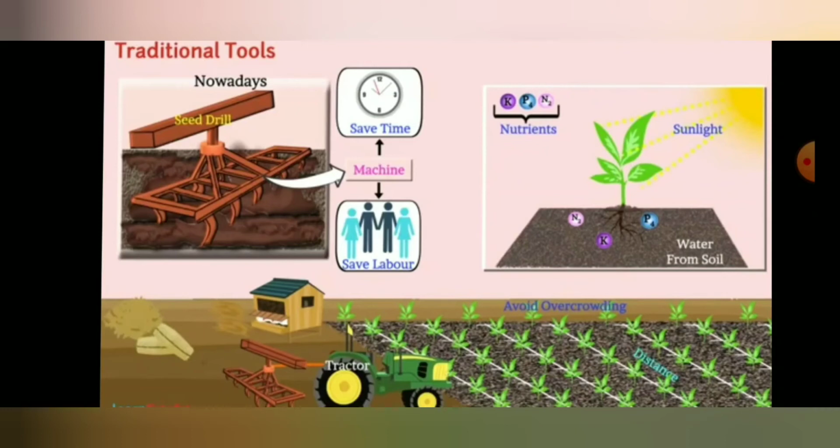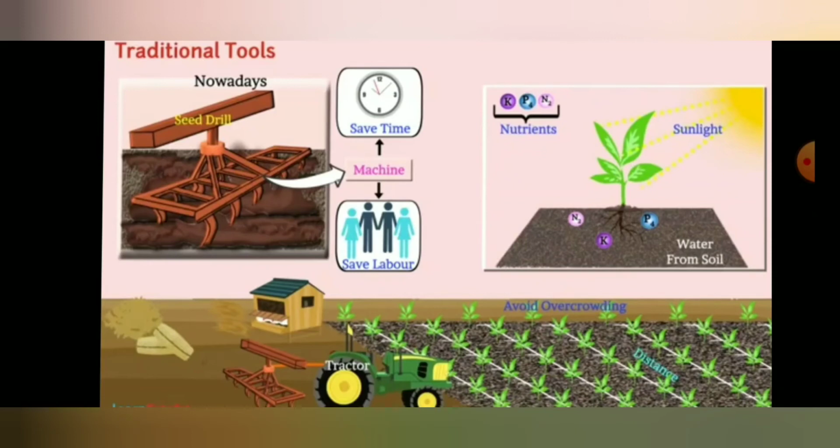Understood? One more important thing about the seed drill is that it saves time and also saves labor. It does not require 2 or 3 labors. The laborer who is driving the tractor is enough to use this tool. So for using this tool only one laborer is enough. It will save the time and it will save the labor also. Understood? I will repeat once again.